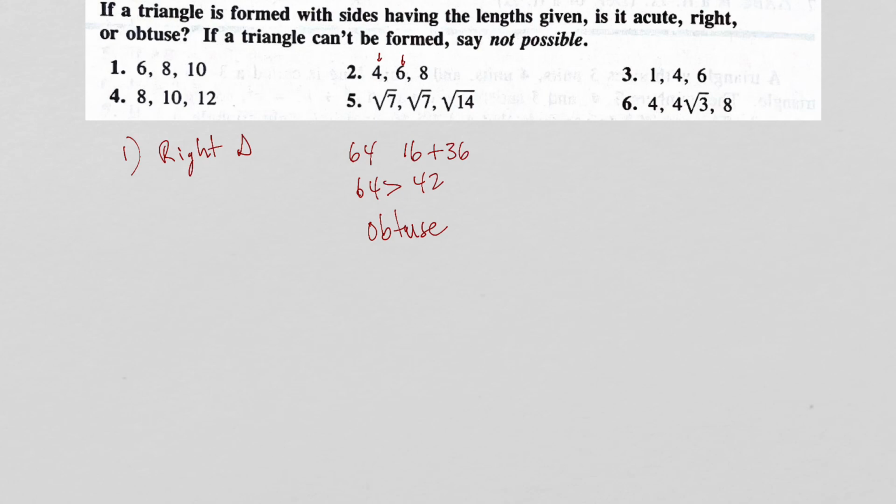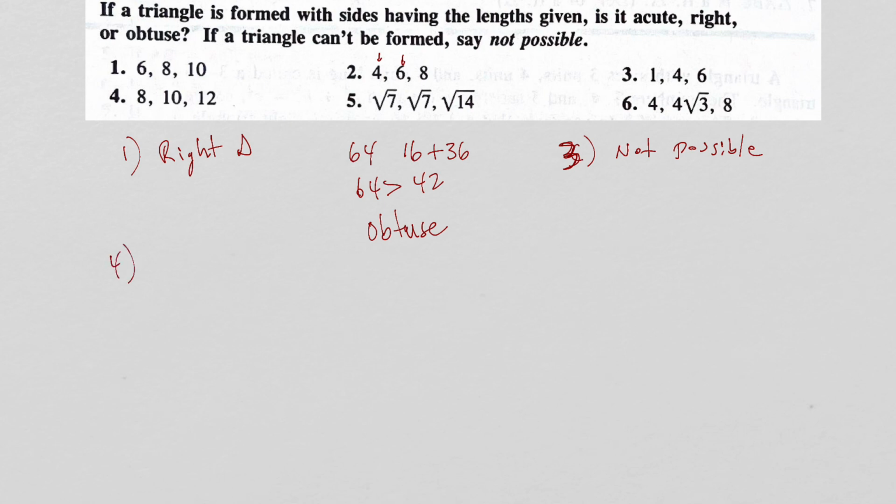Okay, here 1 plus 4 is 5. That's less than 6. This is not even a triangle. This is impossible to make a triangle at those sides. Oops, I don't know why I put C. That's 3.